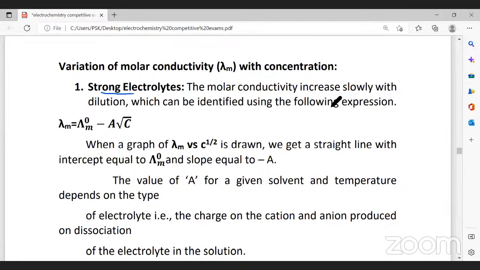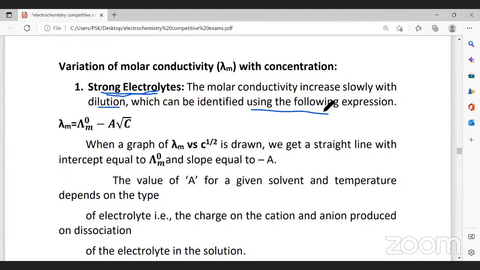Molar conductivity increases slowly with dilution, which can be identified using the following expression. See, strong electrolytes already, they are what? Dissociated completely. But on dilution, what happens? The mobility of the ions increases. Therefore, conductivity increases. That is why it says molar conductivity increases slowly with the dilution.